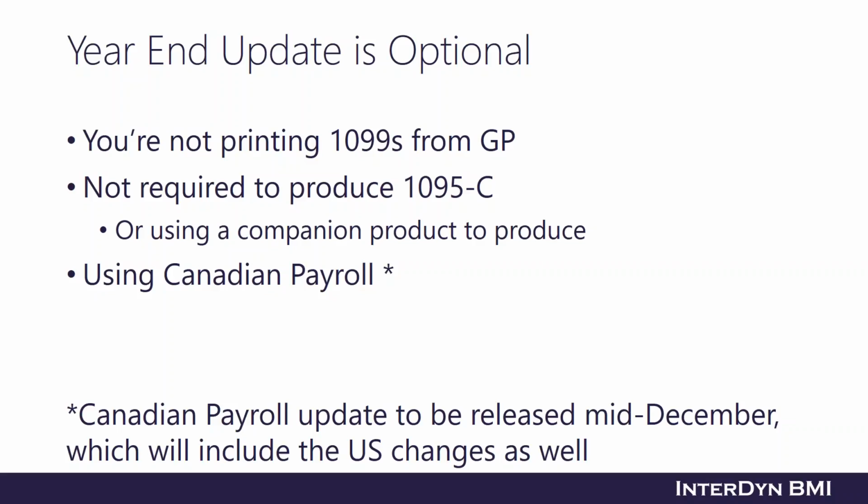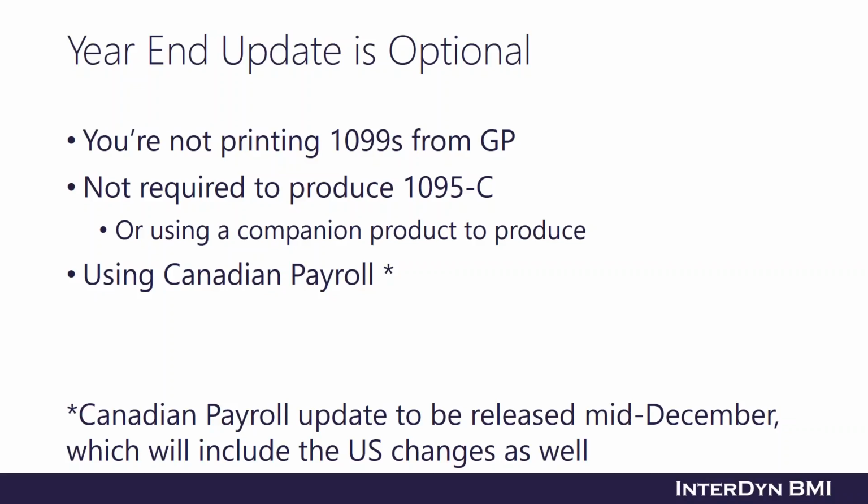Or if you're using Canadian payroll, and there's a note there that if you happen to be one of the few Canadian payroll customers that we support, they have their own update, as you probably well know, and we're looking for that to be released around the middle of next month. And the Canadian payroll update will also include the U.S. changes. Again, they could have separated those because they are different, but they didn't want you to have to put two updates on.